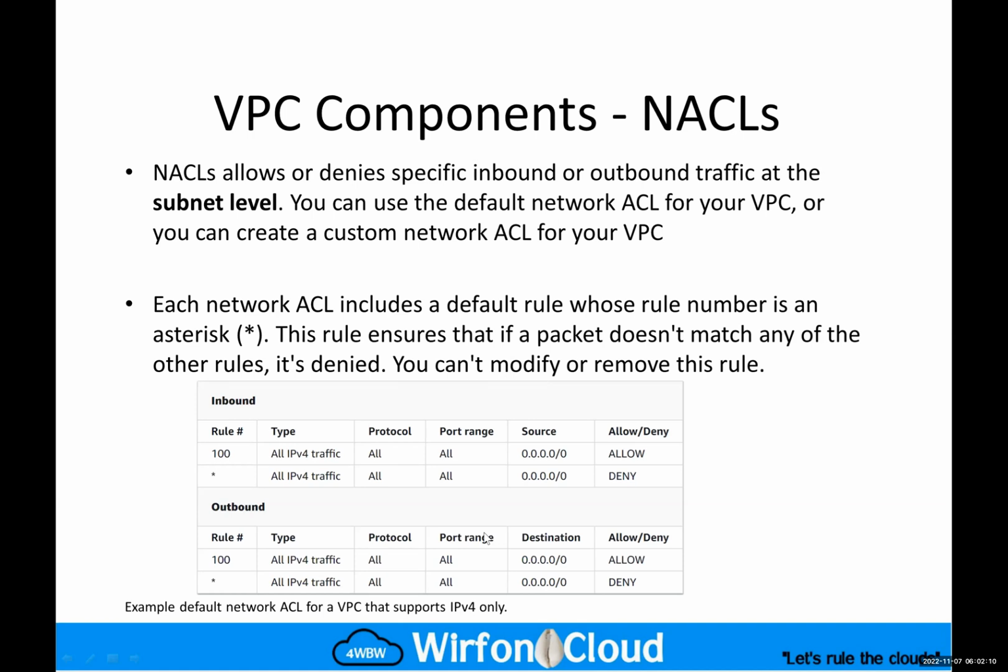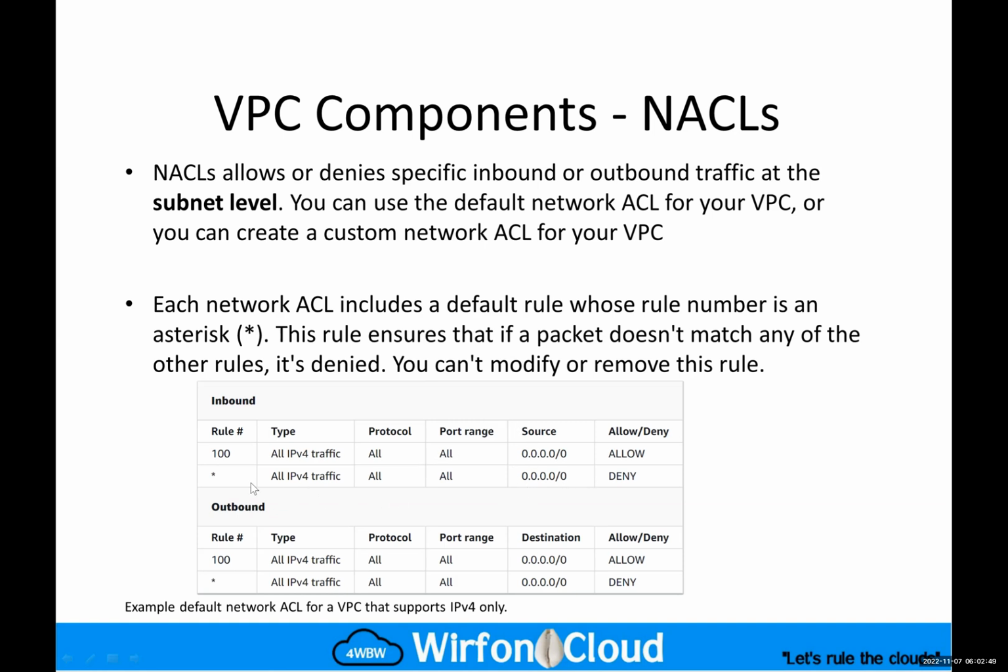Each network includes a default rule, so the rules are numbered. The rules in your NACL are numbered, but each network contains a default rule whose number is an asterisk, as you can see on the diagram. This rule ensures that if a packet does not match any of the rules specified in the NACL, then the packet is denied access, so that it is not allowed to go in or to go out, because there's no rule that specifies that it is allowed or denied.